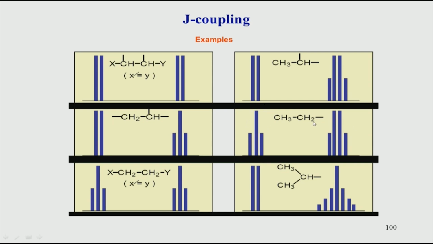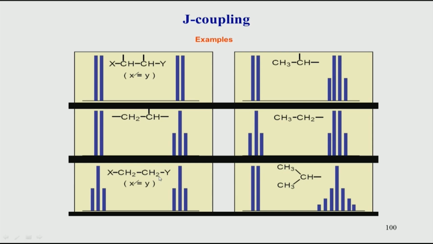On the right side, these 2 hydrogens are equivalent, but both of them are coupled to the 3 hydrogens on this side. So, the n plus 1 rule says they should get 4 peaks. So, this is what is similar in this case. Whenever you have any CH or CH2 coupled to a CH3, you will get a quartet. This is called a quartet. Quartet means 4 peaks.